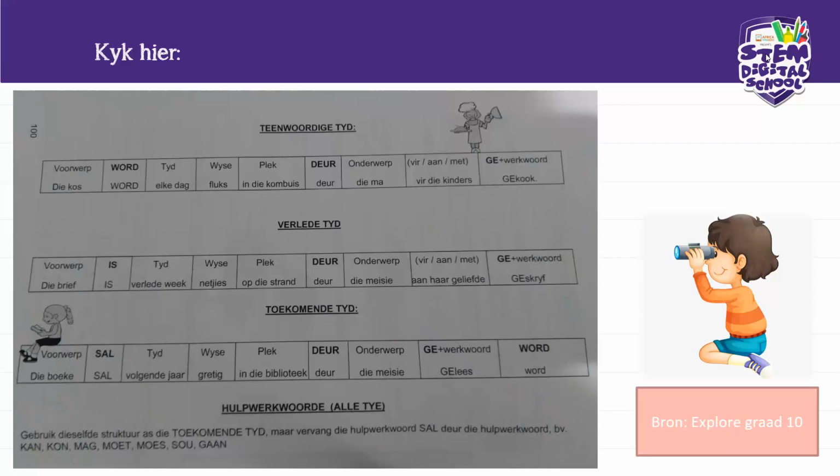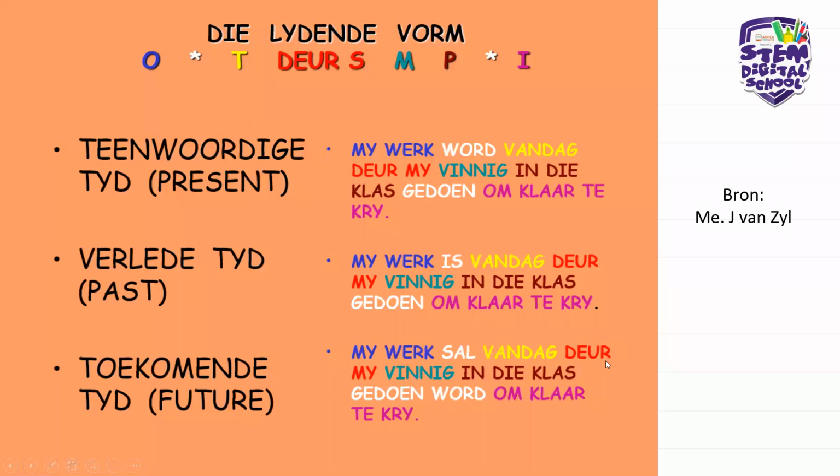Okay, then I'm going on to the next slide. All right, guys. So now, Mrs. Van Sail made this PowerPoint. I use a lot of her stuff in my slides. So according to Stompie, this is how you will identify a sentence in the Lydende or the passive voice. If I've got a sentence in the teenwoordige tyd, look here. My werk will be the object. It's now in front in the sentence. You see the object is blue.